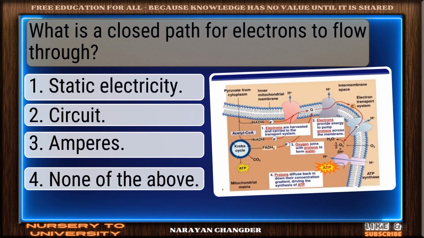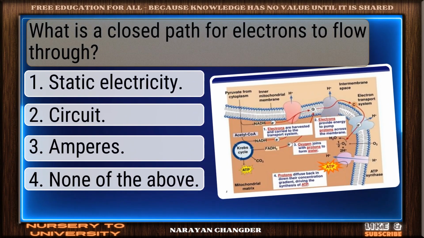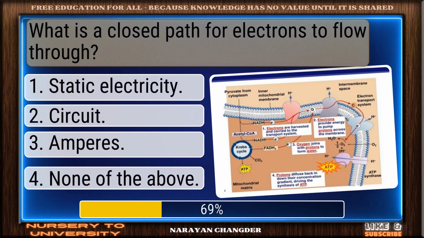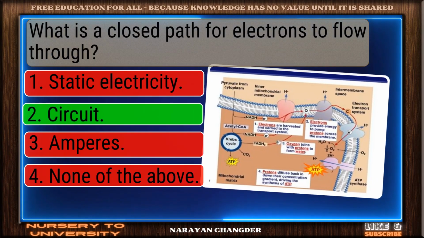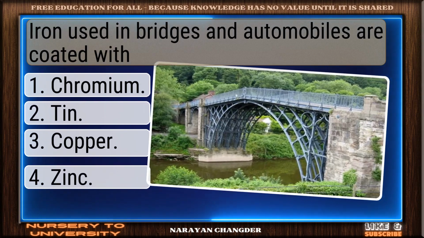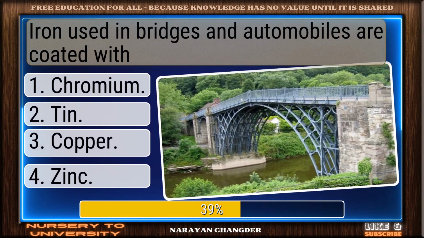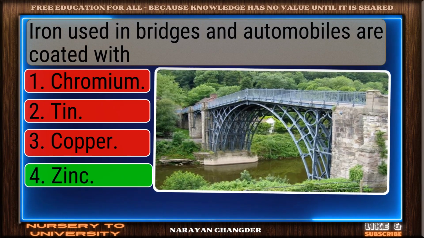Question number 9. What is a closed path for electrons to flow through? Well done. Circuit is the right choice. Question number 10. Iron used in bridges and automobiles are coated with. Valid point. Zinc is true.